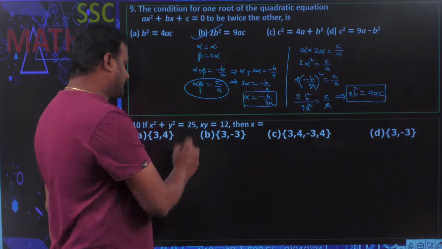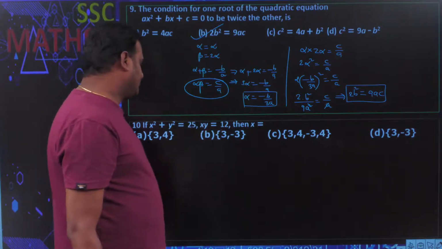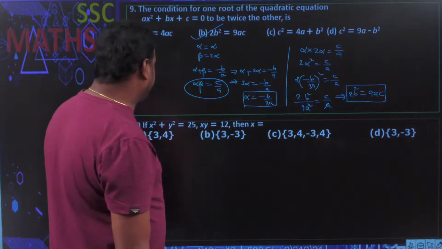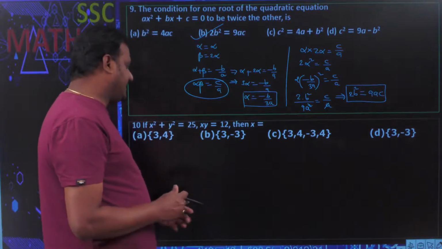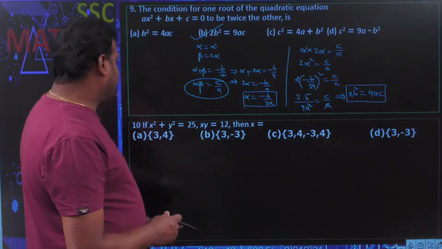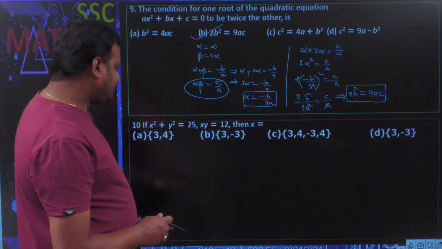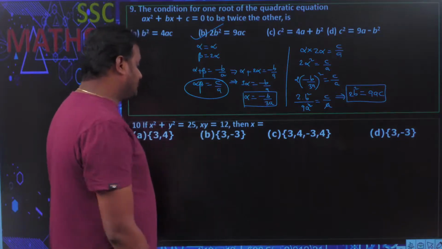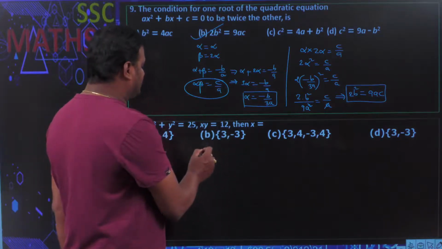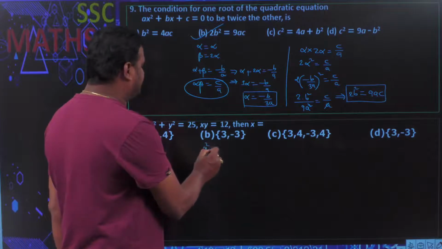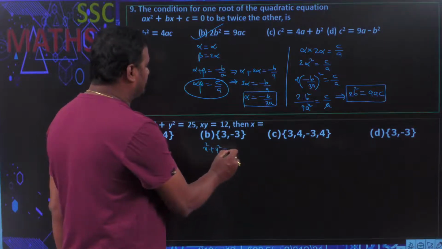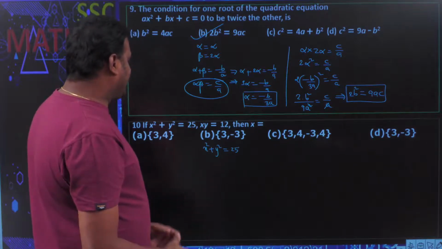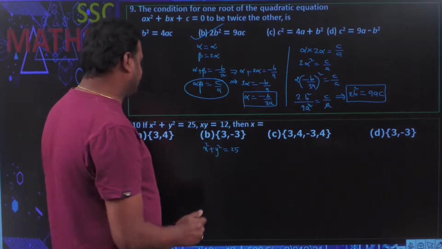x square plus y square is 25 and xy is equal to 12. So x square plus y square is equal to 25 and xy is equal to 12. How to get the value of x there? In order to get the value of x, you do one thing here. xy is equal to 12, right? If xy is equal to 12 and x square plus y square is equal to 25, why don't you find the value of x plus y here?